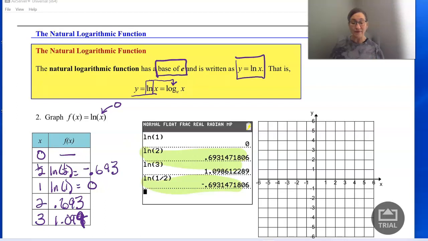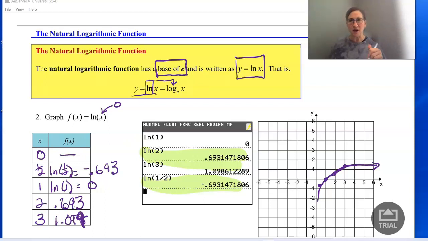So 1/2 and then negative 0.6, I don't know, right there. Then I've got 1, 0 right on the x-axis. Then I've got 2 and 0.693, and then 3 and a little bit over 1, okay? And so it looks like it's in a straight line. It's not. It would be something like that, okay? There we go.